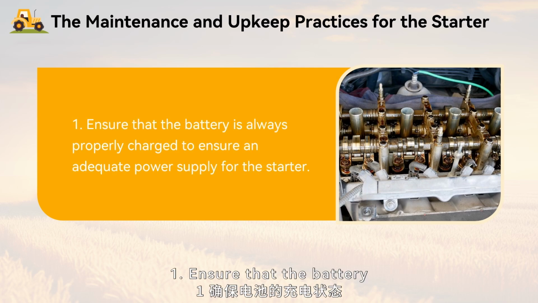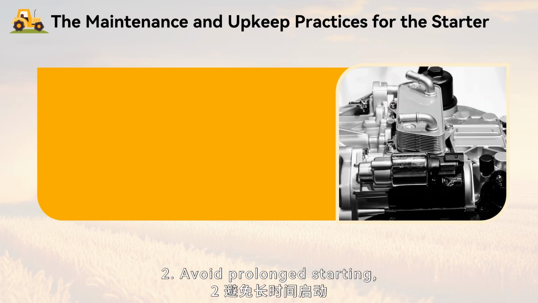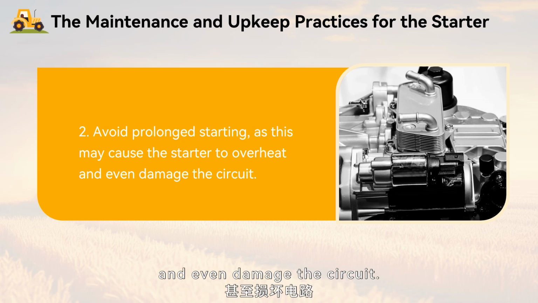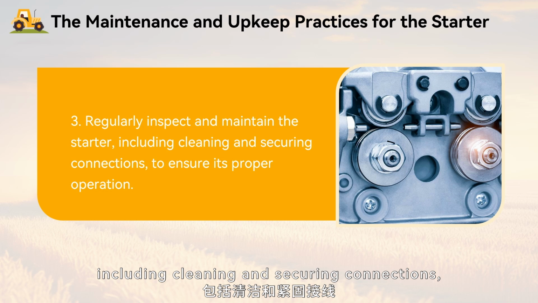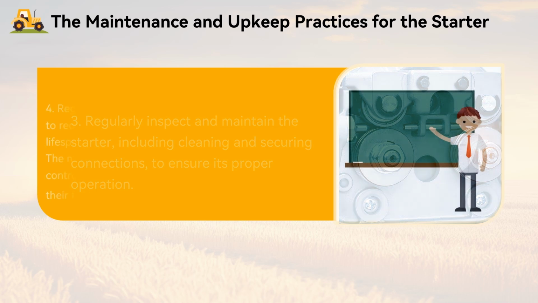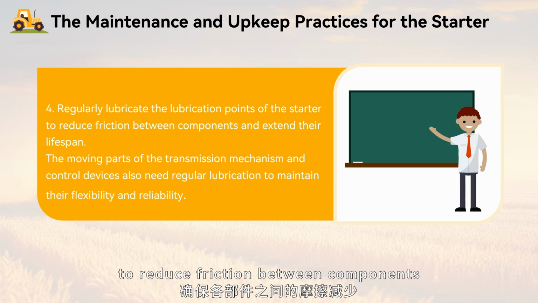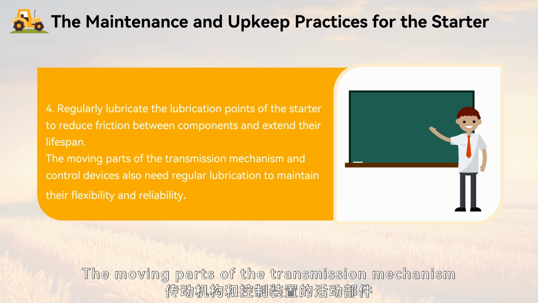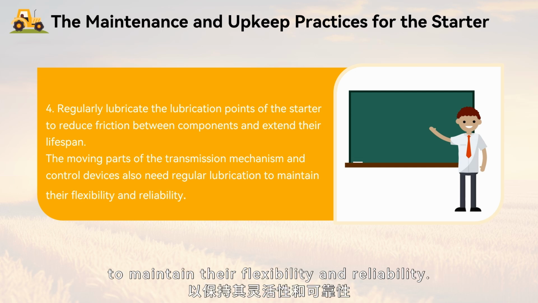1. Ensure that the battery is always properly charged to ensure an adequate power supply for the starter motor. 2. Avoid prolonged starting, as this may cause the starter motor to overheat and even damage the circuit. 3. Regularly inspect and maintain the starter motor, including cleaning and securing connections to ensure its proper operation. 4. Regularly lubricate the lubrication points of the starter motor to reduce friction between components and extend their lifespan. The moving parts of the transmission mechanism and control devices also need regular lubrication to maintain their flexibility and reliability.